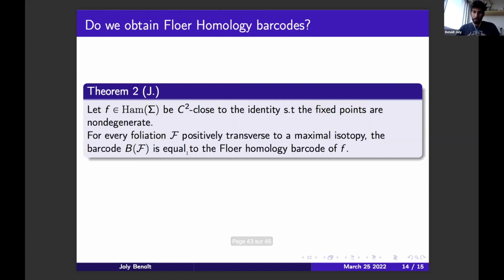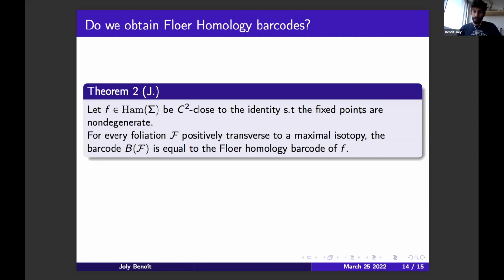Another result is that, because at the beginning what I wanted to do is to find another way to construct barcodes, but I actually want to find the Floer homology barcodes of my Hamiltonian homeomorphism. And the barcodes I constructed are actually equal to the Floer homology barcode in the simplest case possible. So if we consider a C2 closed Hamiltonian diffeomorphism, such that the fixed points are non-degenerate, so everything is perfect.